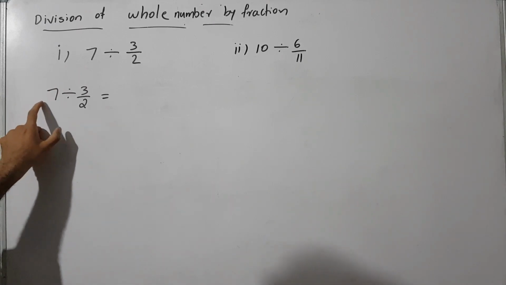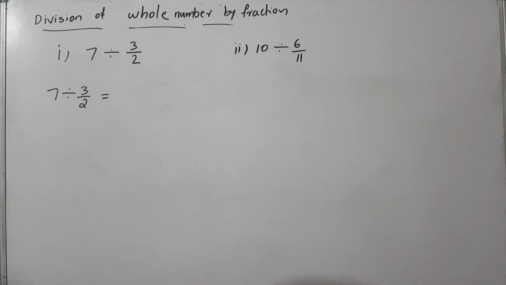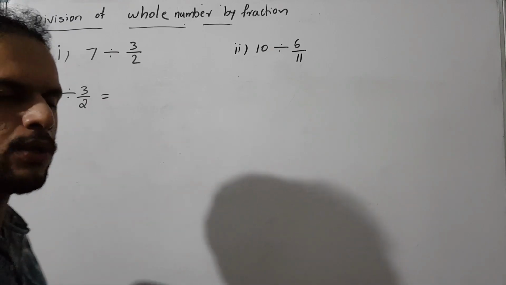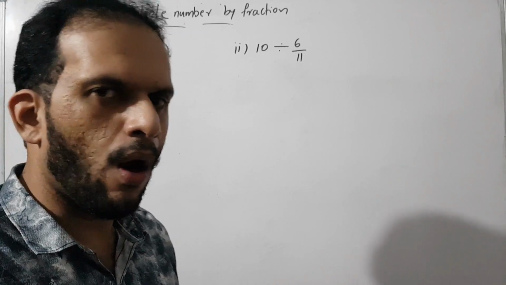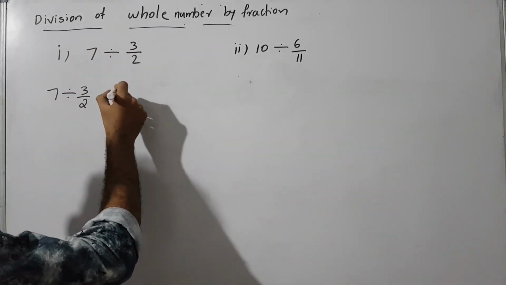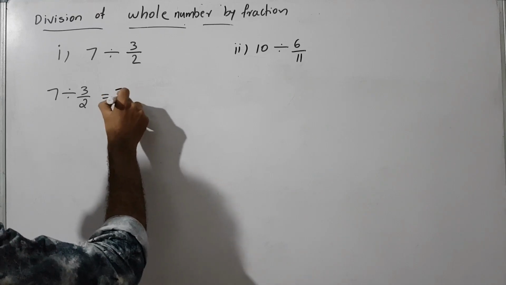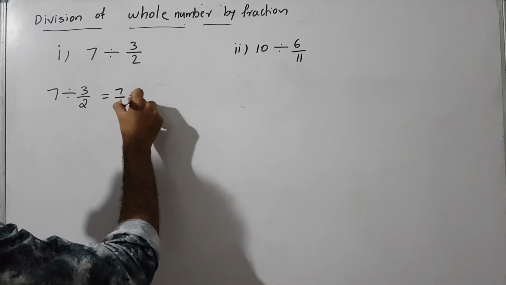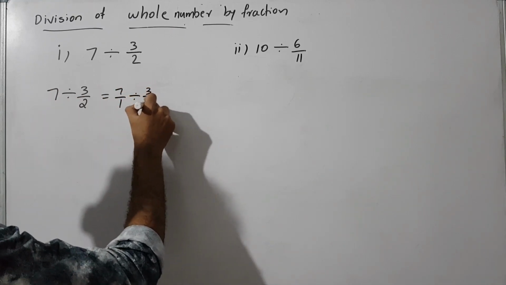Correct? For that we make the 7 in the form of a fraction. Into what form will we change 7? We change it into fraction form. How? 7 by 1. So we make the first one in the form of a fraction: 7 by 1 divided by 3 by 2.